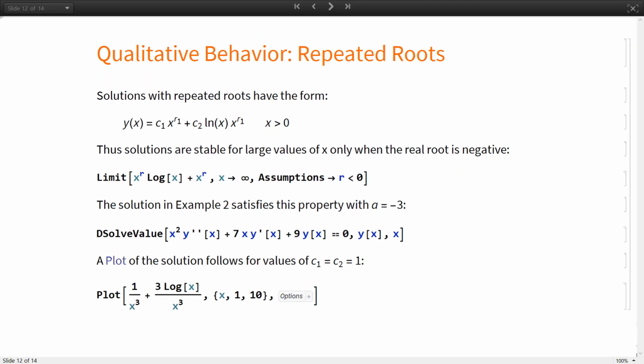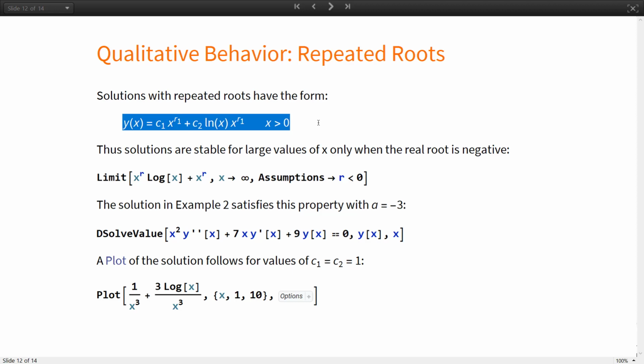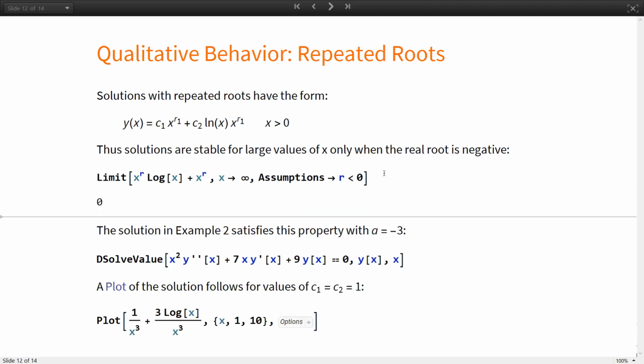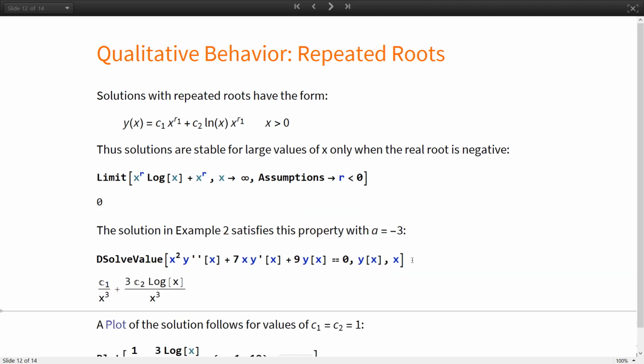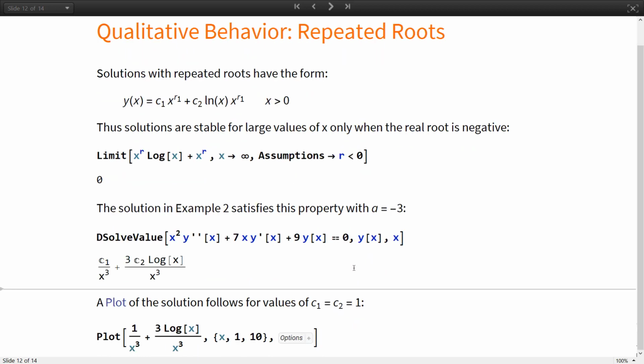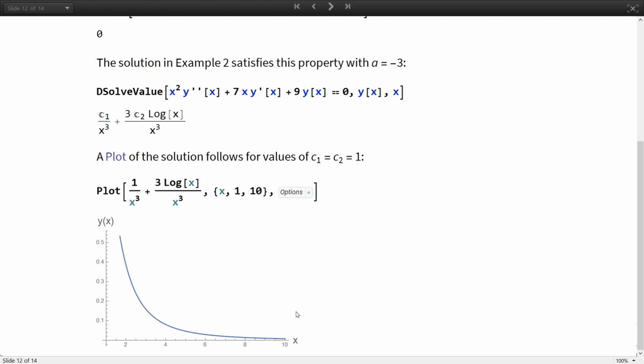When the solutions have repeated roots, we saw that they will take the form given here. Therefore, the solution will only converge to 0 for large values of x when the single repeated root is negative. This can be shown using limit. This is the type of solution we found in example 2. Plotting the solution with the arbitrary constants both equal to 1, we see that the solution does appear to go to 0 for large values of x, while it goes to infinity as x goes to 0 due to the negative exponents.